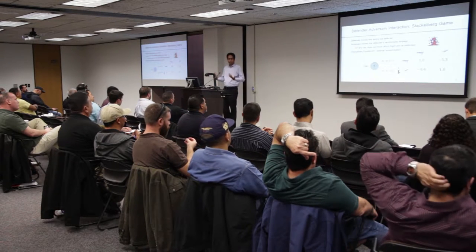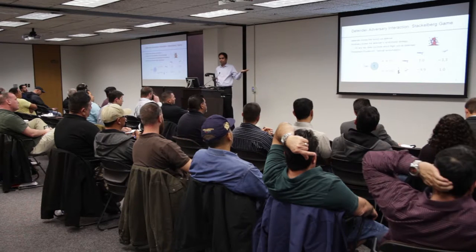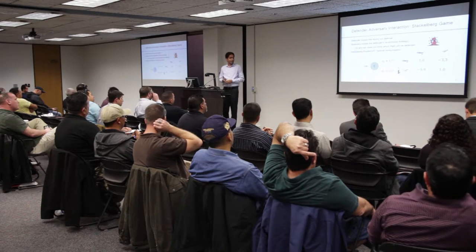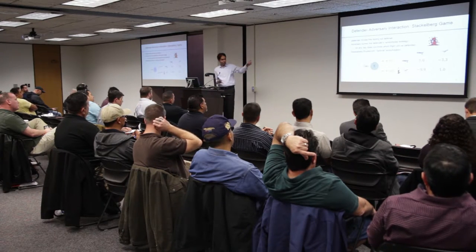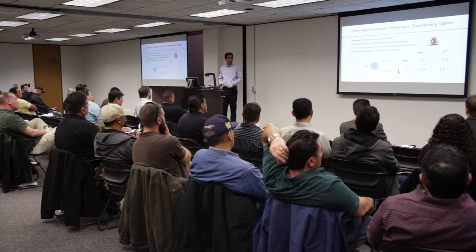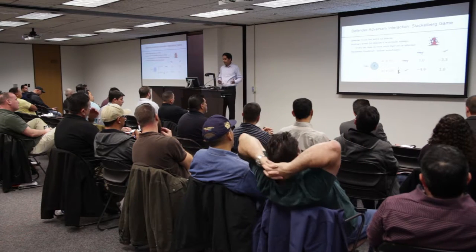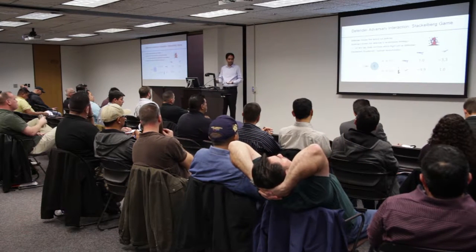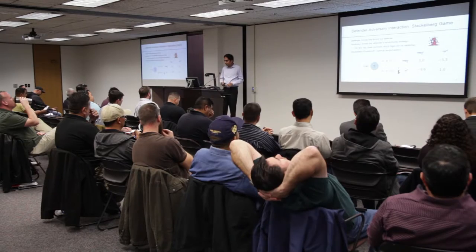Then the solution concept of such a game is called a Stackelberg equilibrium, which finds this optimal randomization. So it finds actually this number, 0.75 and 0.25. Now, I'm not going to go into how that Stackelberg equilibrium is computed, but for that, you can read all the papers that are there on this topic.